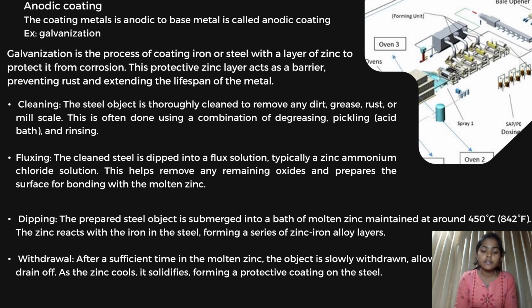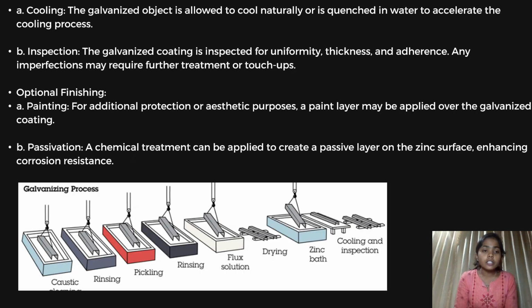Withdrawal. After a sufficient time in the molten zinc, the object is slowly withdrawn, allowing excess zinc to drain off. As the zinc cools, it solidifies, forming a protective coating on the steel. After that, we should do cooling. The galvanized object is allowed to cool naturally or is quenched in water to accelerate the cooling process.